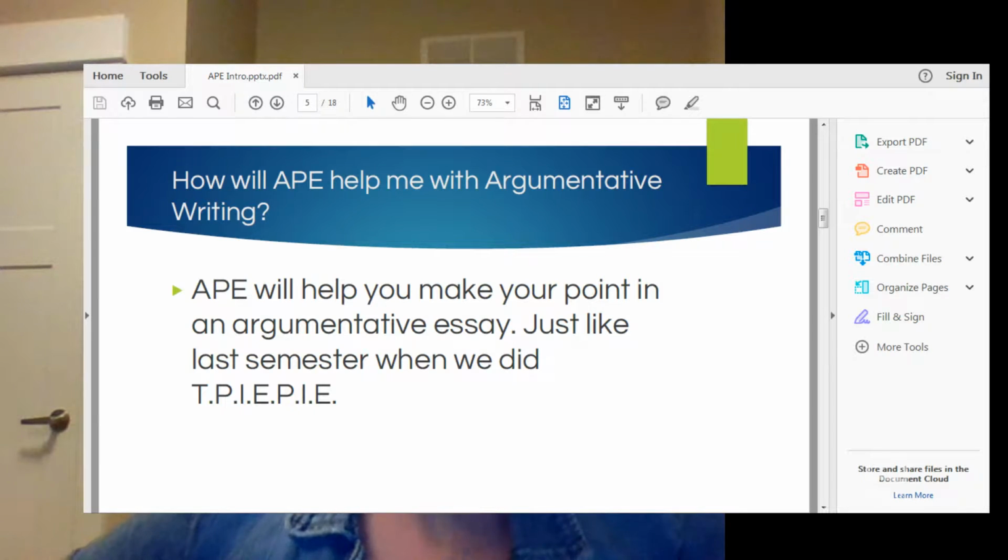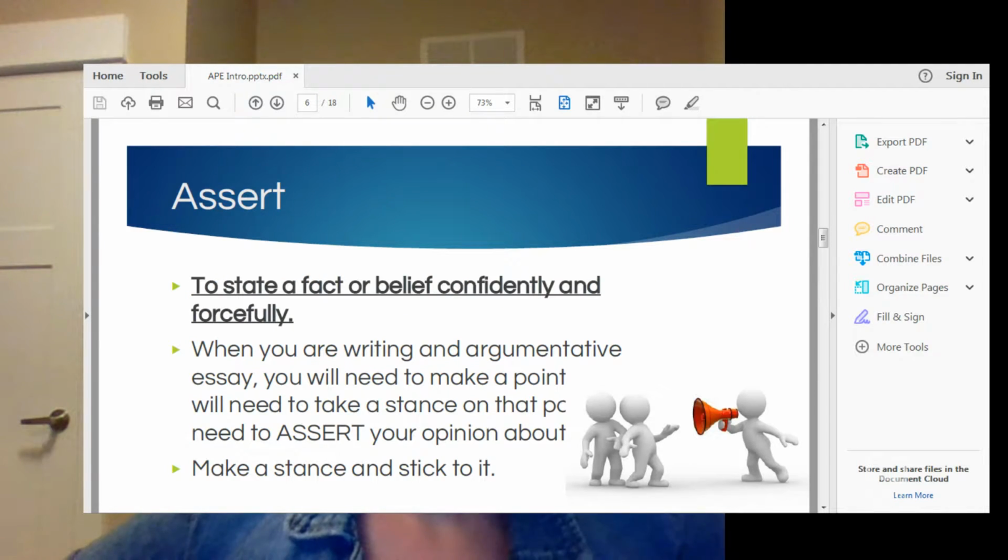Some people may have heard of PIE when they've heard of writing, which stands for point, illustrate, explain, and APE is very, very similar. Okay, so before we even start out, we're going to start off with assert. What does assert mean? Assert means to state a fact or belief confidently and forcefully. When you are writing argumentative essays or any paragraphs for that matter, you will need to make a point, and you will need to take a stance on that point, because you need to assert your opinion about it, okay? So make a stance and you stick with it.